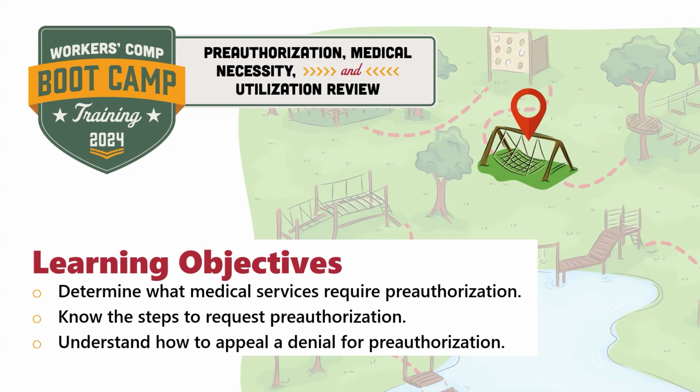So our learning objectives for today are: 1, determine what medical treatments out there require pre-authorization in the Texas workers' compensation system. And how do you request pre-authorization? Know those steps and how to find the steps. Understand if you do happen to get an adverse determination, or what we call denial, how to appeal that pre-authorization denial. This is always of interest in the workers' compensation system. So today, let's talk pre-authorization.